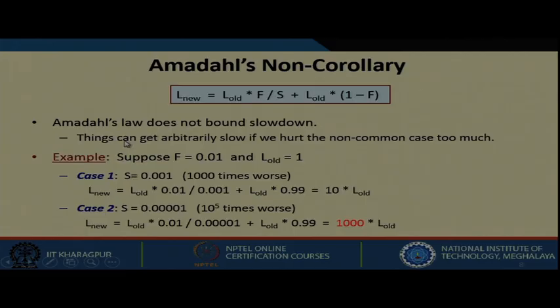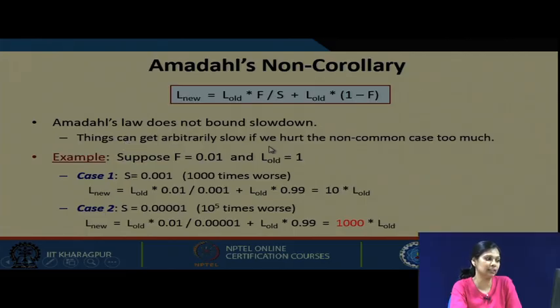I mean, the performance of that part will further reduce. So, you are not making any speedup on that, and you are doing something such that the performance of that part reduces further. Then what will happen? Things can get arbitrarily slow if we hurt the non-common case too much. Not the common, but the non-common case. So, we should not do that as well. Those portions which are not so common, we cannot hurt too much.